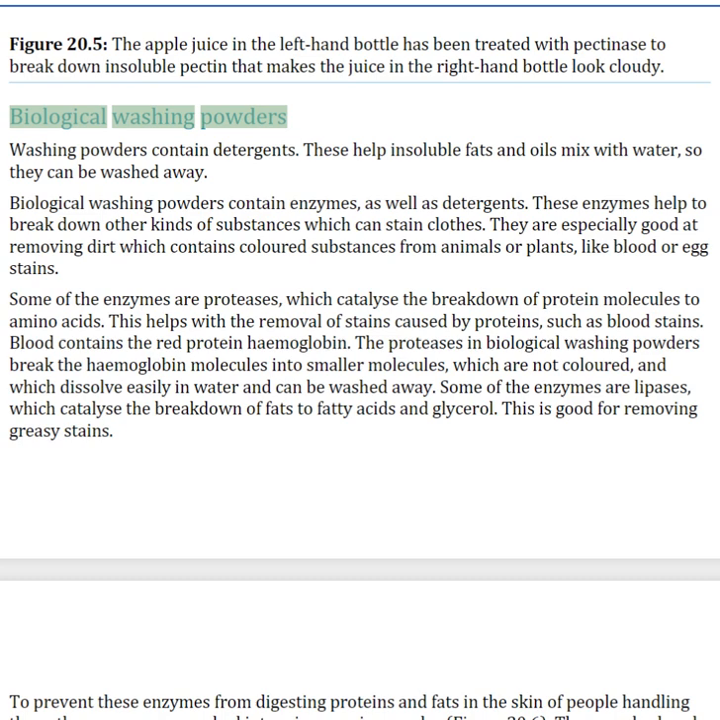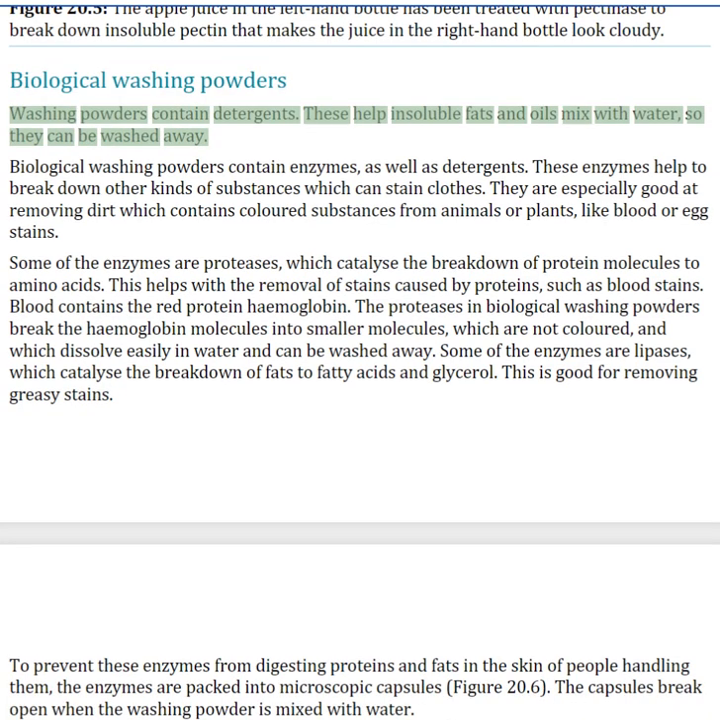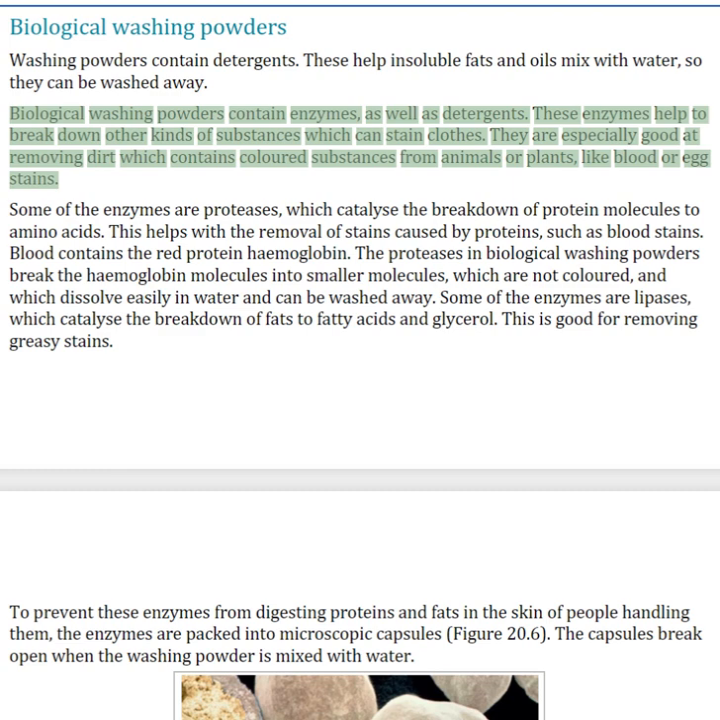Biological washing powders. Washing powders contain detergents. These help insoluble fats and oils mix with water so they can be washed away. Biological washing powders contain enzymes as well as detergents. These enzymes help to break down other kinds of substances which can stain clothes. They are especially good at removing dirt which contains colored substances from animals or plants, like blood or egg stains.